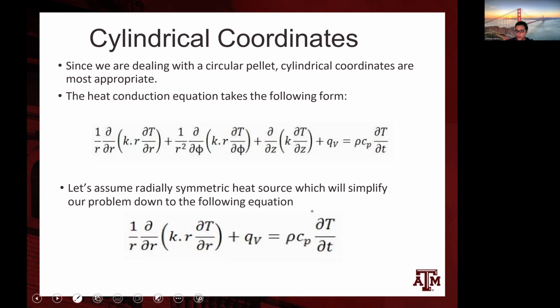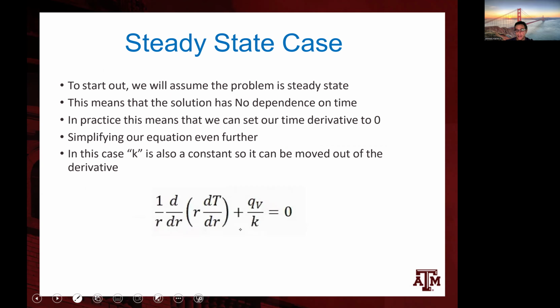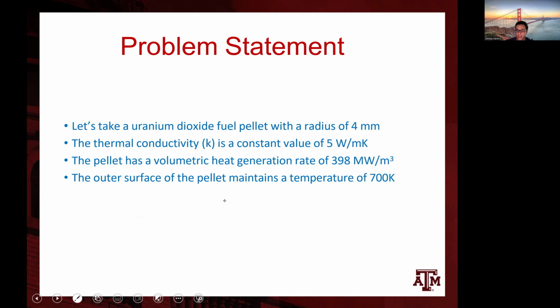So again, we are just solving the heat conduction equation in a cylindrical geometry, assuming only radial dependence and constant heat generation. And then we are looking for the steady state solution. So this time derivative becomes zero, and then this becomes an ODE. So it has an analytical solution, as we discussed before. So the problem statement that we are going to solve, and we will see those numbers inside the input file when we look into the input file.